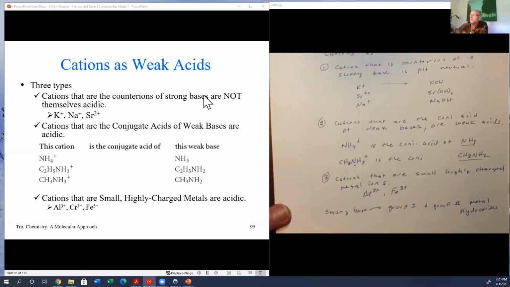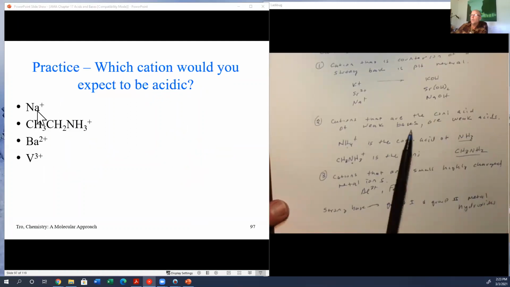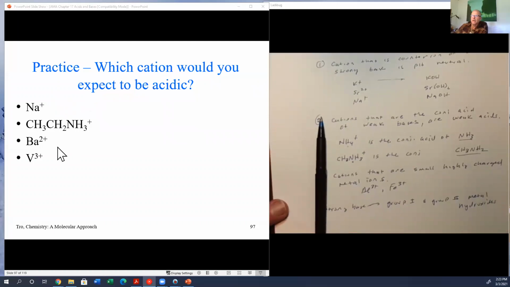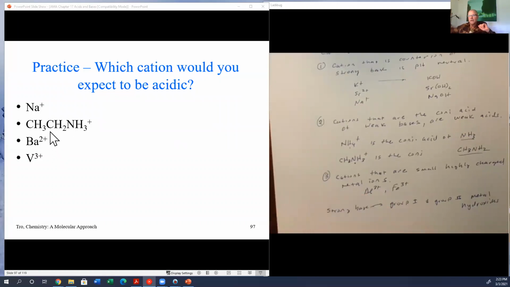All right, very good. So let's see how we're doing here. Now we're looking at cations. All of these are cations. And remember, keep in your mind, for cations, you just have to ask yourself, are they acidic? For anions, you have to ask yourself, are they basic? Don't worry about a cation being basic or an anion being acidic. If it's positively charged, it might be an acid. If it's negatively charged, it might be a base. But you don't have to worry about the other possibilities.